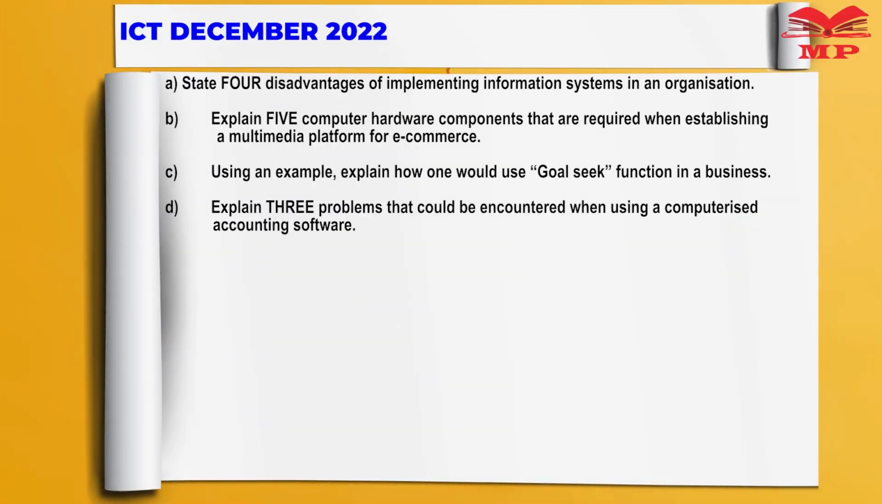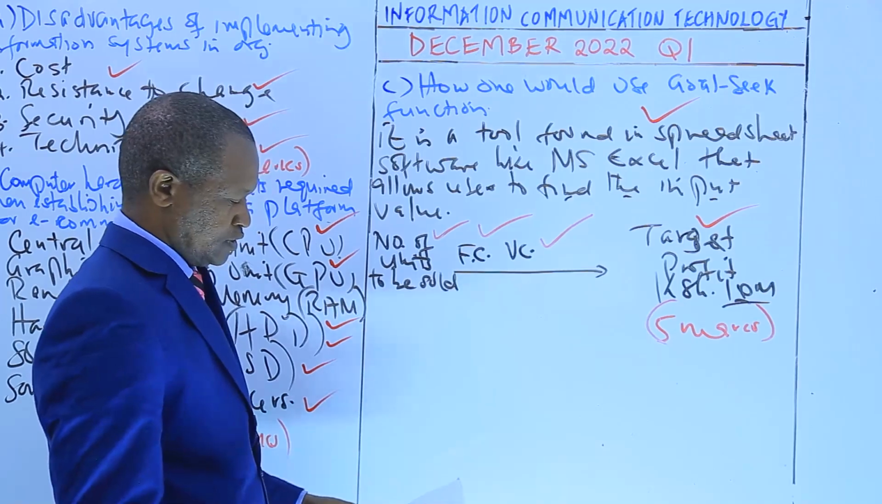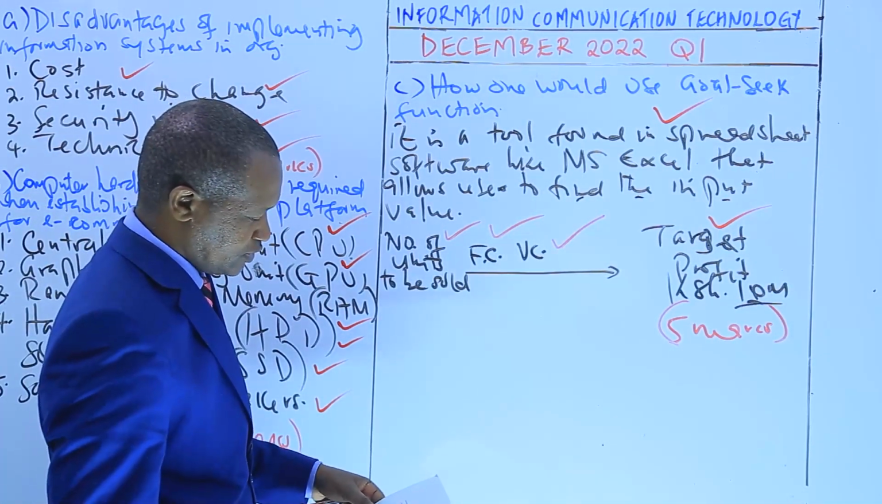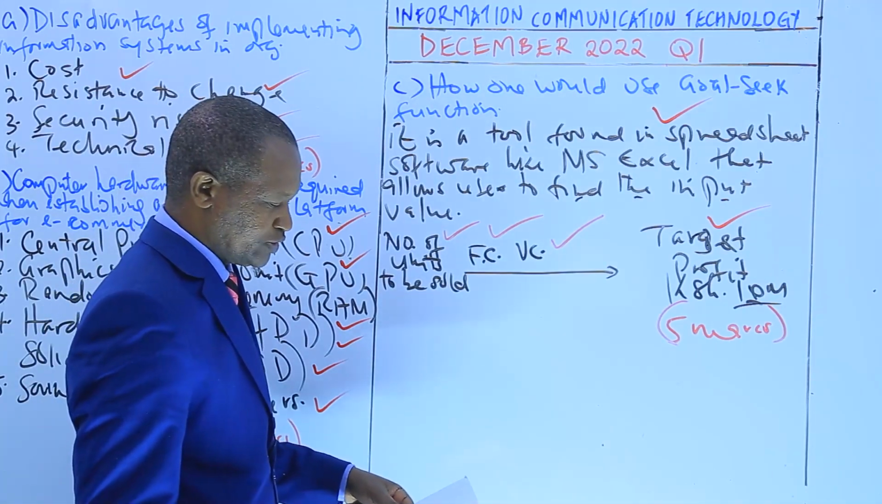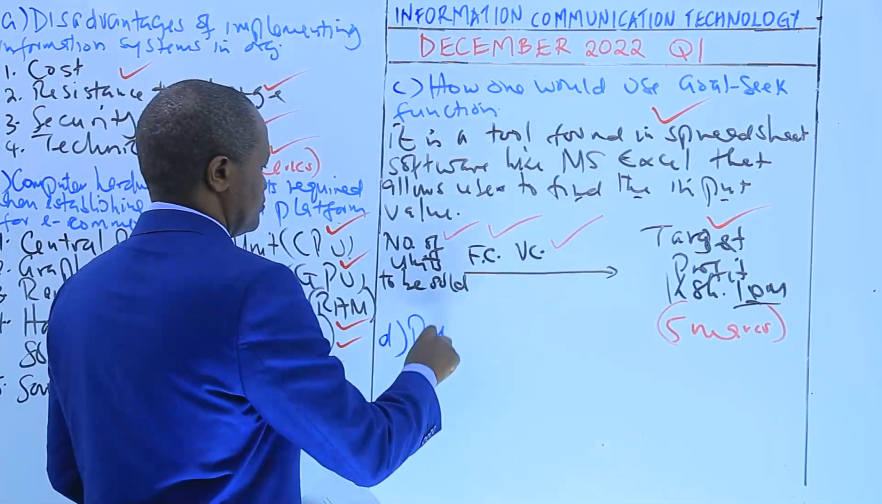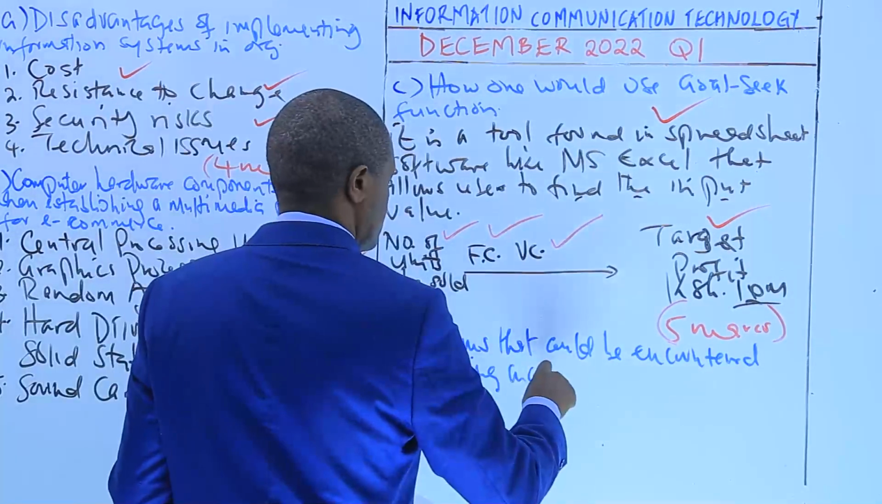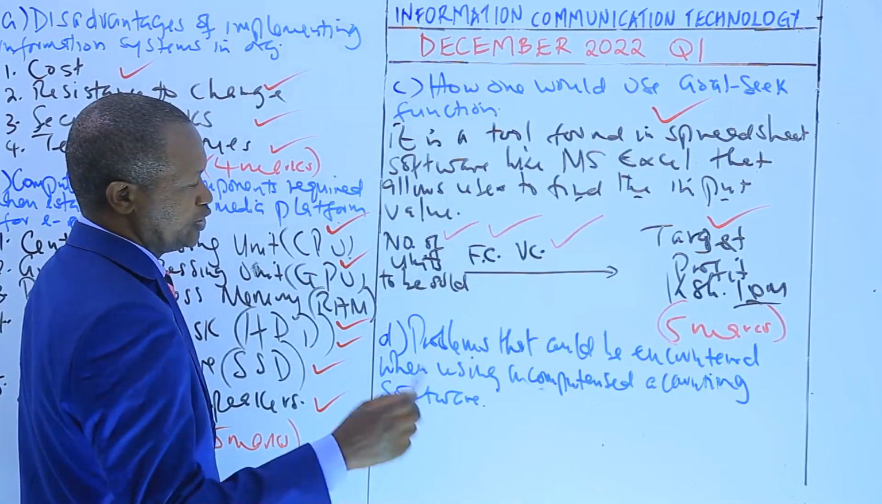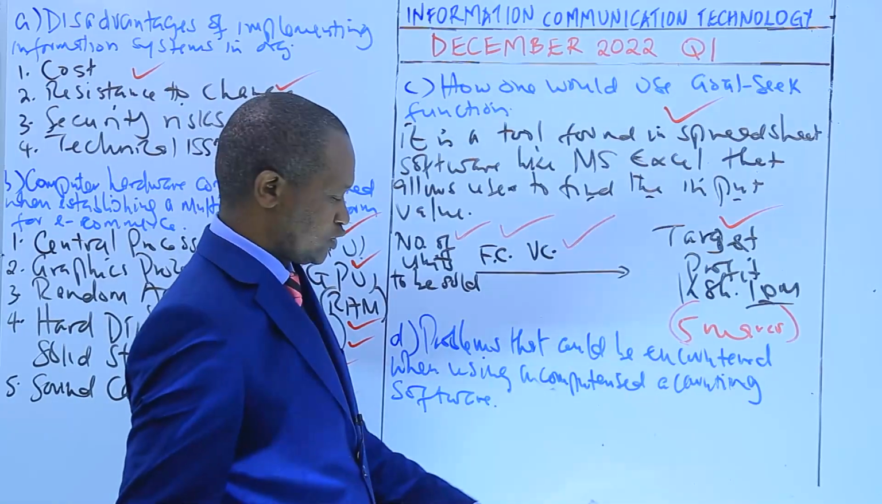The question is, using an example which I have given here, explain how one would use a goal-seek function in a business. So explaining what I've explained would earn you the 5 marks. I repeat, part D, explain 3 problems that could be encountered when using a computerized accounting software.